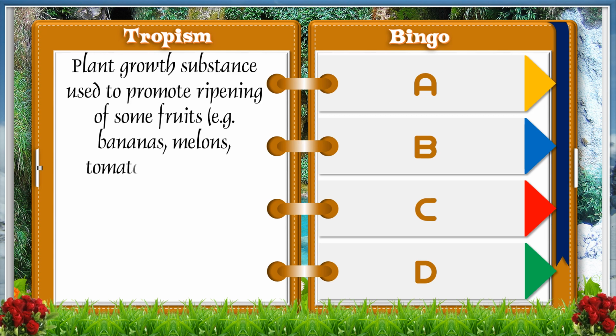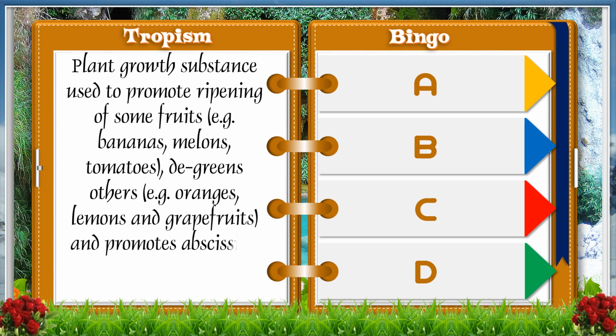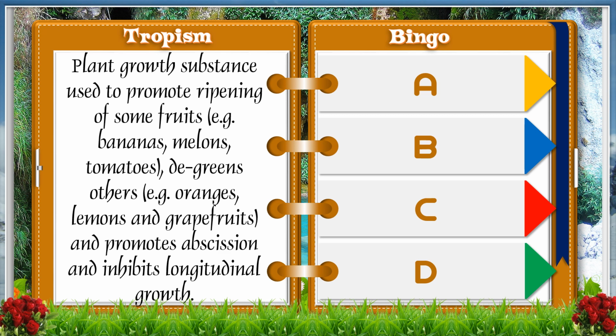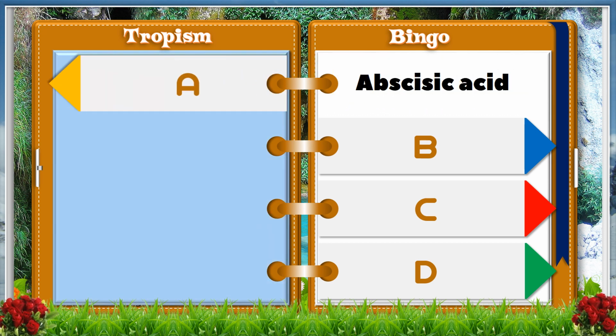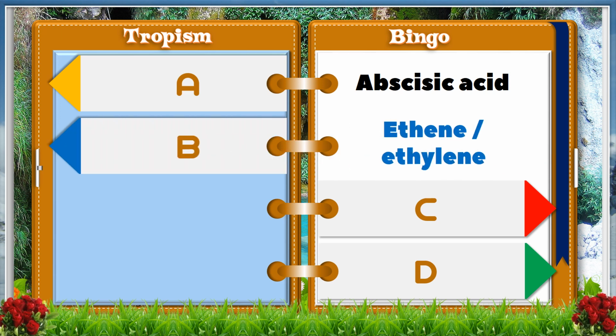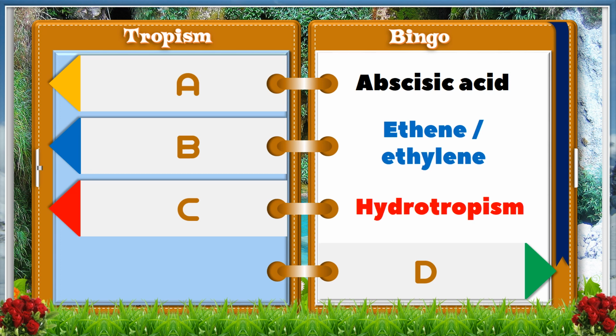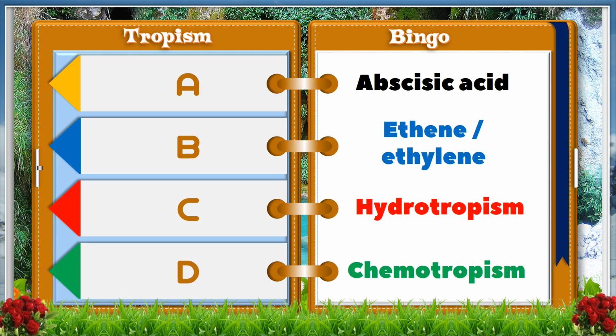Plant growth substance used to promote ripening of some fruits, for example, bananas, lemons, tomatoes, the greens, others like oranges, lemons, and grapefruits, and promotes abscission and inhibits longitudinal growth. A. Abscisic acid. B. Ethene. C. Hydrotropism. D. Chemotropism. And the answer is B. Ethene.